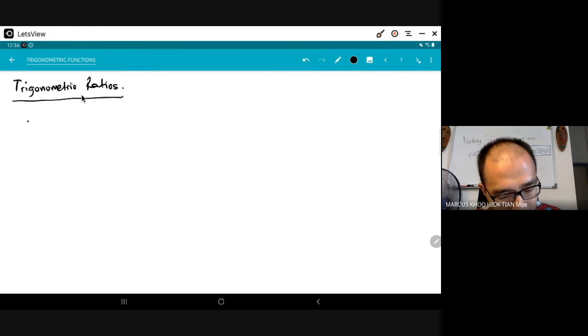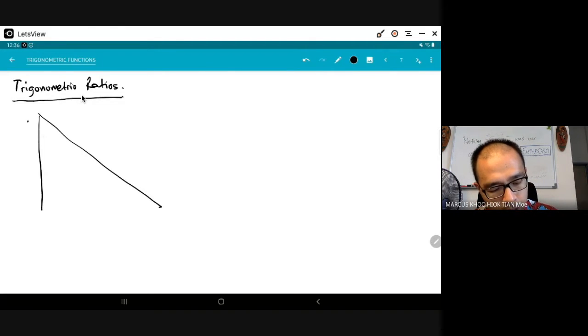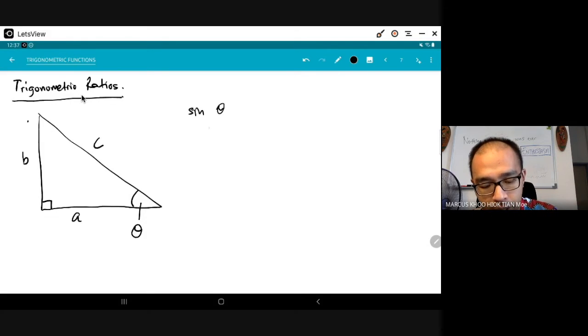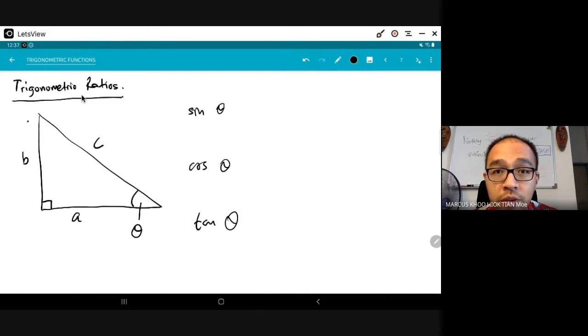So let's consider a right angle triangle, and let's say in this right angle triangle, I give this angle as theta. I'm going to label the sides A, B, and C. Now, the three trigonometric ratios that you already learned are the three famous ones: sine theta, cos theta, and tangent theta. Now, in terms of A, B, and C, can you tell me what is sine theta, cos theta, and tangent theta?